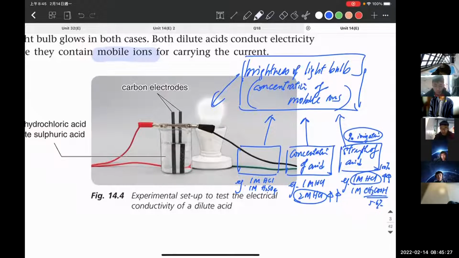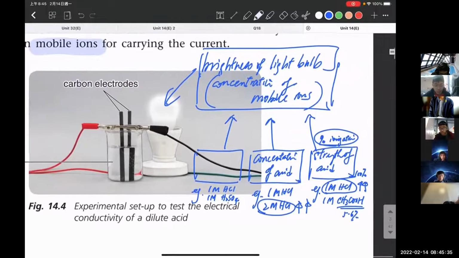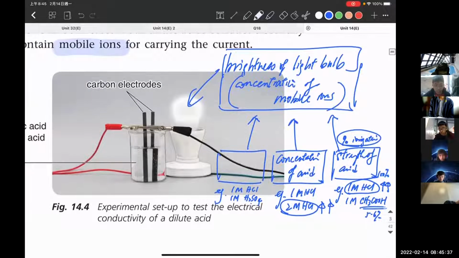How about the last one? I give you one example: HCl, H2SO4. So what factors are we comparing? Do you know what factors we are comparing? 1 mole HCl, 1 mole H2SO4. The number of hydrogen ions in the molecule.